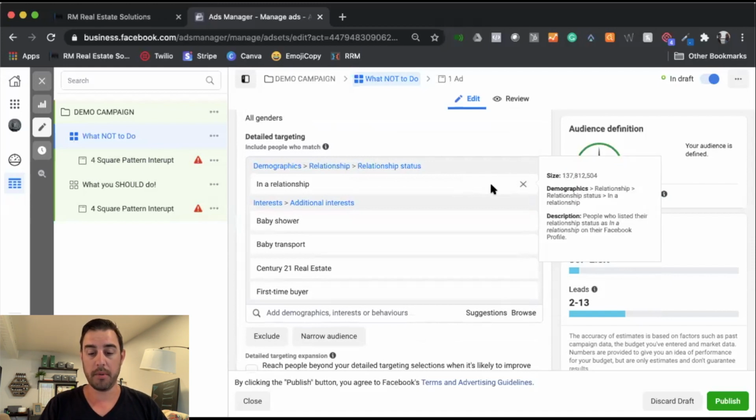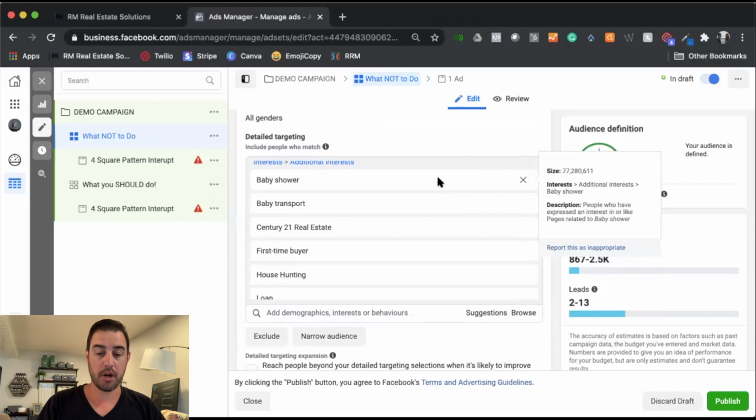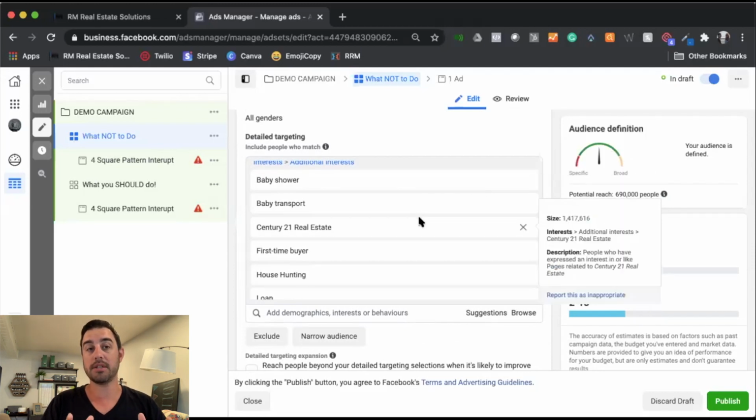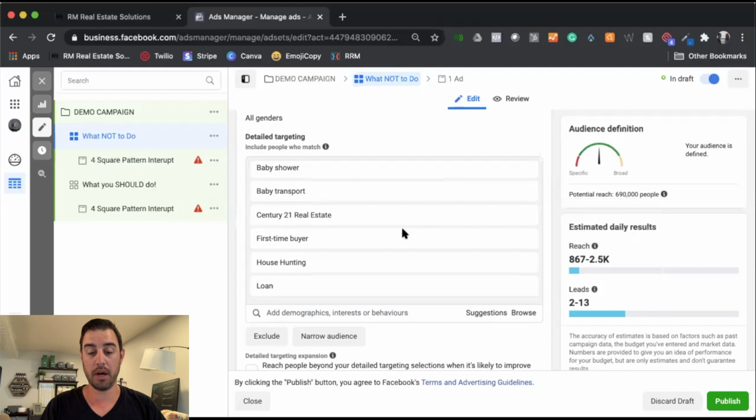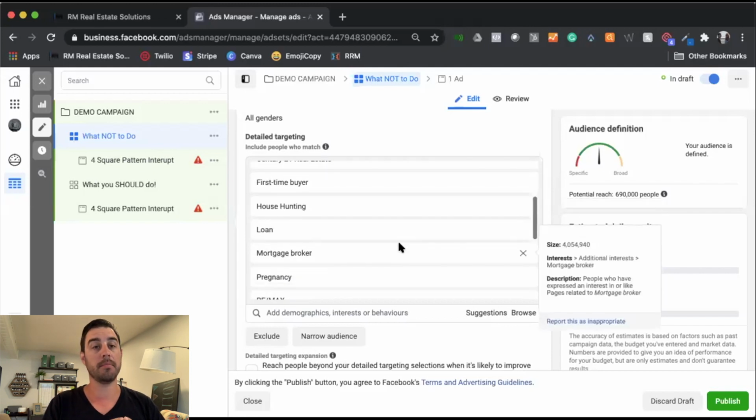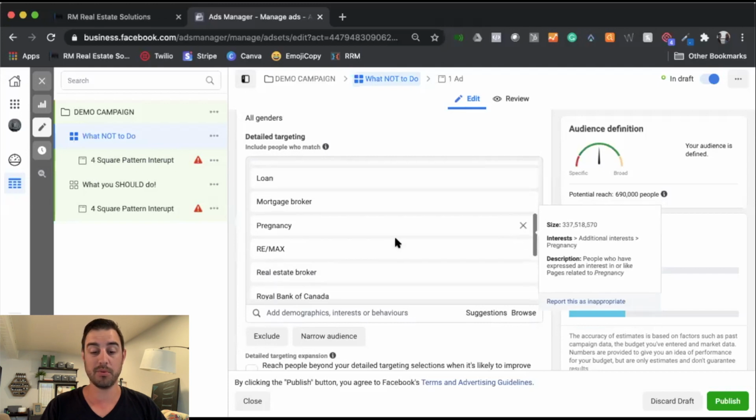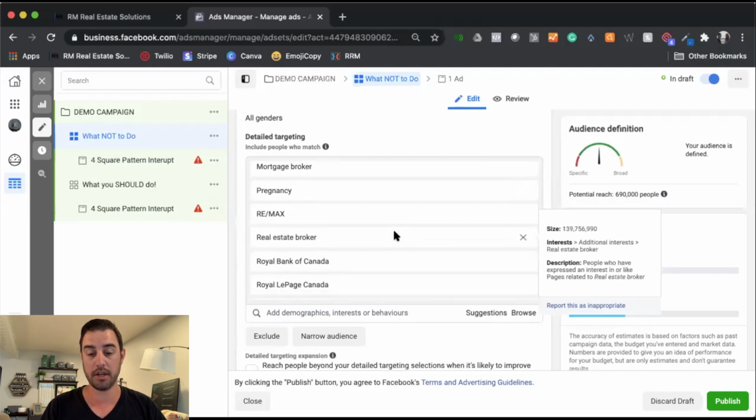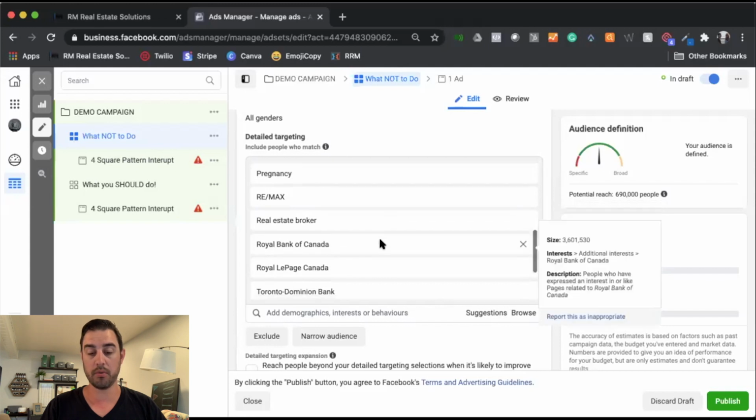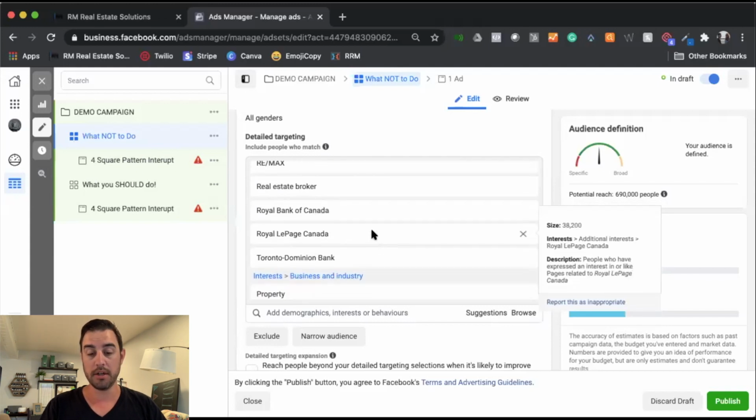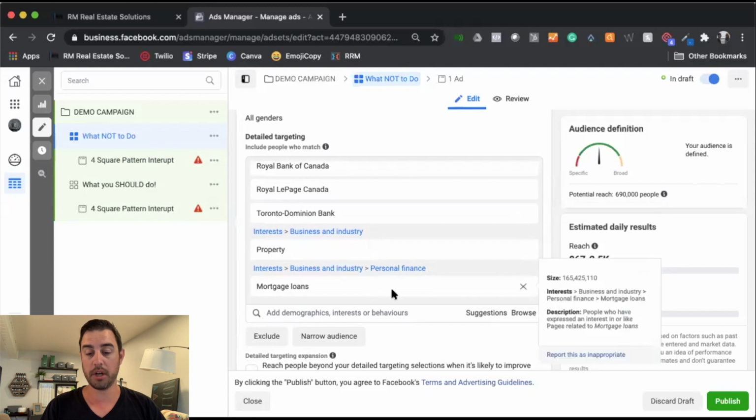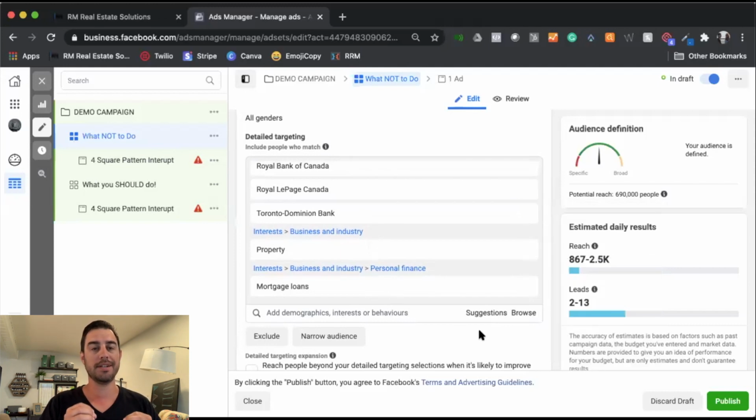So I've got, they're maybe in a relationship, they're interested in baby shower, baby transport. Then I've got some real estate specific targeting like Century 21, first time home buyer, house hunting. And then I've got some mortgage specific, so loan specific stuff. Somebody who's looking at a loan is more likely to be looking for a house. So I've got loan, mortgage broker, I got pregnancy, Remax is another popular brokerage here in Calgary. Looking for real estate broker, Royal Bank of Canada, Royal LePage, another broker, TD Bank, interested in property, interested in mortgage loans. So I've put all of these into the same target demographic, which has exploded my potential reach.